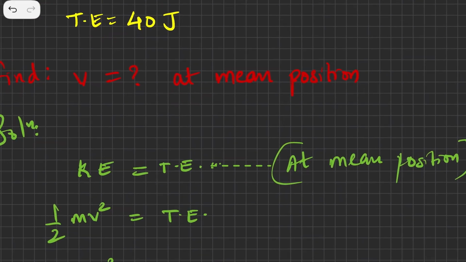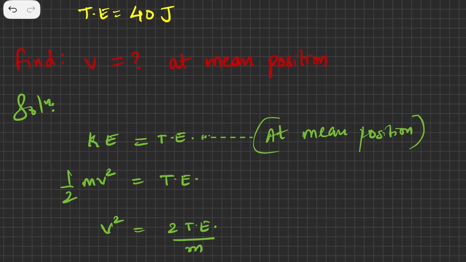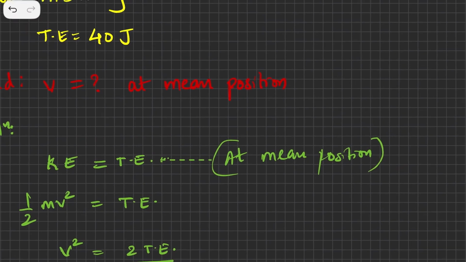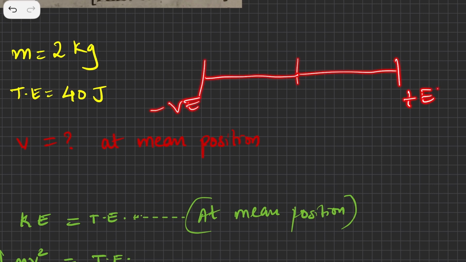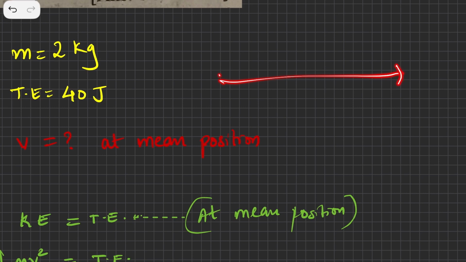Now there is one thing very special happening at the mean position: the entire total energy is made up of kinetic energy. If you remember our topics when we discussed kinetic, potential and total energy, let's say these are my negative extremes and these are my positive extremes, and this is my mean position. The particle is actually halting at the extreme positions, so the kinetic energy at the extreme position is 0. However, kinetic energy is maximum at the mean position.